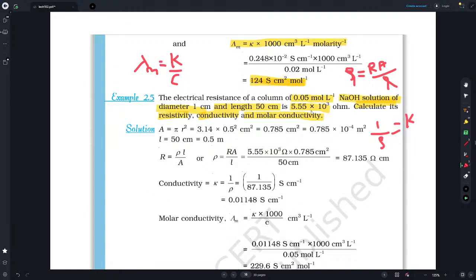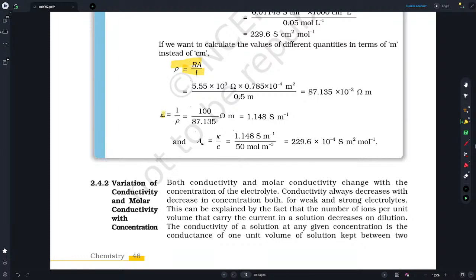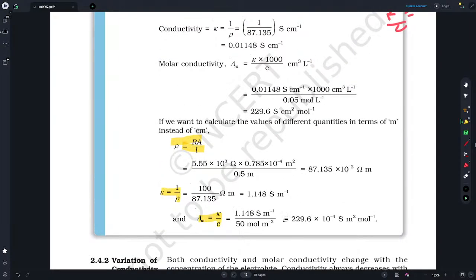And as for molar conductivity, as they gave the concentration of the NaOH solution, divide by concentration and we will get the molar conductivity value. After doing this, they applied this formula, and then this formula along with this formula, to get a final answer of molar conductivity being 229.6 into 10 power minus 4, or 2.3 into 10 power minus 1, or 0.23 Siemens meter square per mole, and a conductivity of 1.148 Siemens per meter and a resistivity of 87.135, or 0.87 ohm meter.